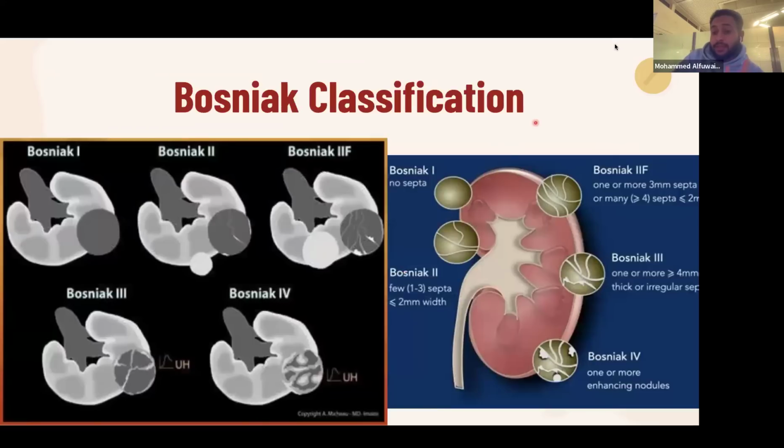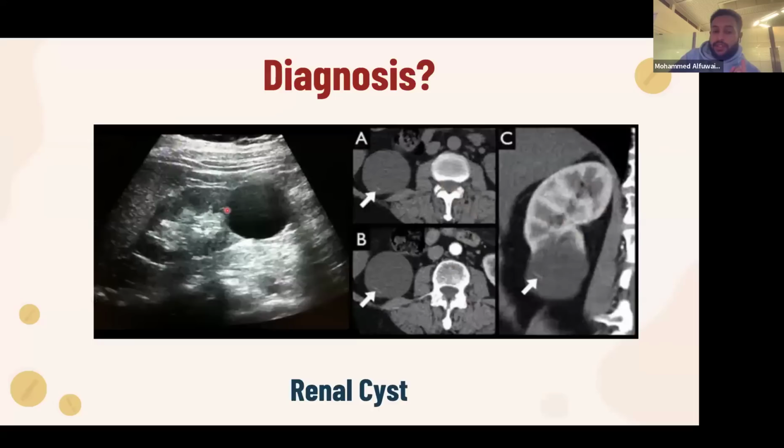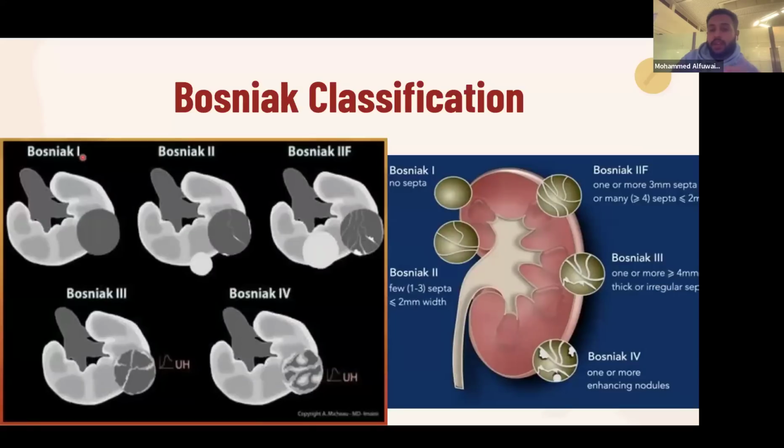Now, the classification system that I want you guys to know is the Bosniak classification. It's very simple, and I'll tell you now. So Bosniak 1 is similar to this cyst over here. No septations, no calcifications, no masses inside. If it fits all these three, simple cyst. Okay? Bosniak 1. Do you need to further biopsy it? Do you need to take it out? Yes or no? No. You leave it. It's benign.